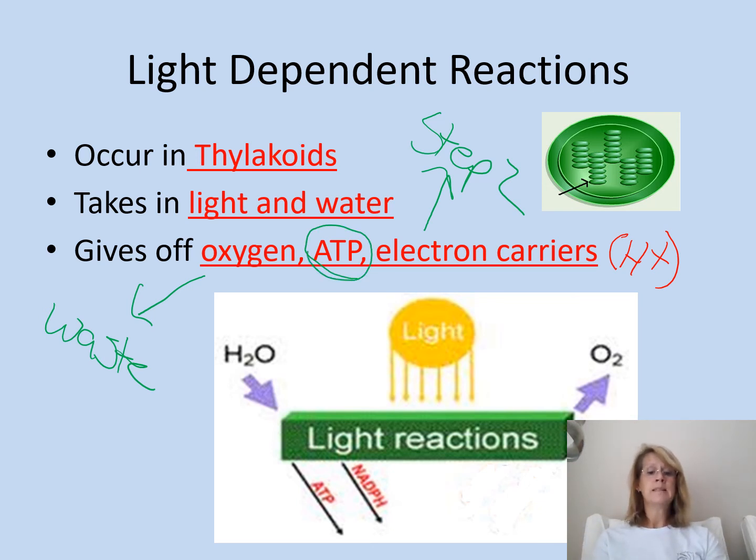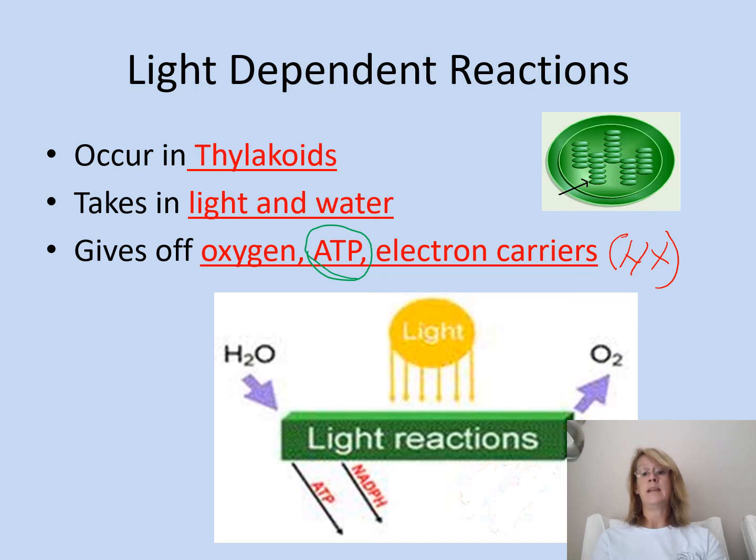Remember, ATP is the gasoline that cells use in order to run. And just like your car will run out of gas, your cells will run out of ATP. So in the process of photosynthesis, the light-dependent reactions make the gasoline that the light-independent reactions are going to use. So let's look at the light-independent reactions.